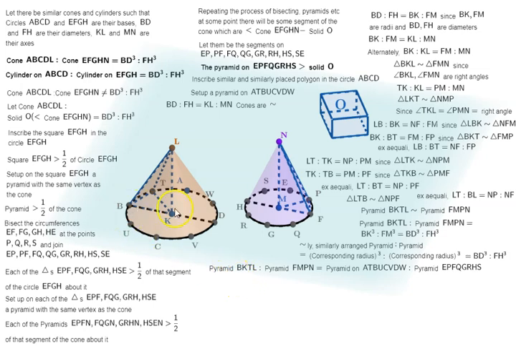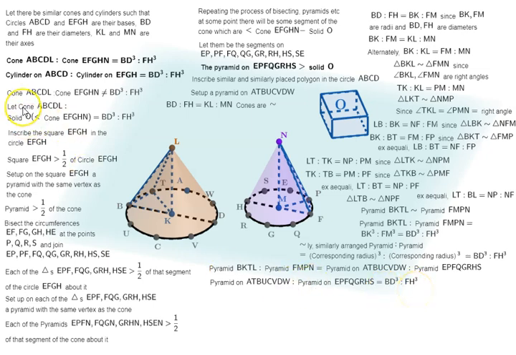And pyramid BKTL is to pyramid FMPN is equal to the pyramid on the polygon ATBUCVDW is to pyramid on this polygon, that is EPFQGRHS. That means pyramid on ATBUCVDW is to pyramid on EPFQGRHS is equal to the triplicate ratio of the diameters of the bases.